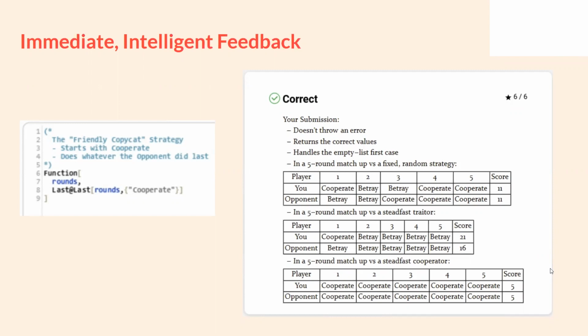We can also do custom code analysis. So we could do a 5-round matchup versus a particular strategy, say, and see how many points they get using these functions to aggregate it. We could also do a 5-round matchup versus, say, the steadfast trader. We can do these experiences, and we can show the student the responses using our platform. All right.